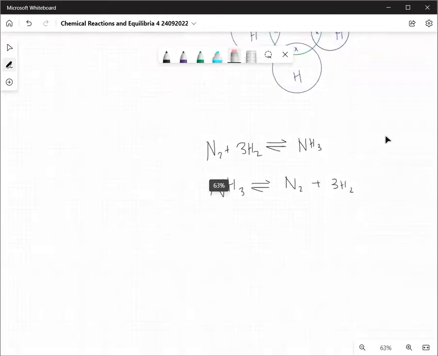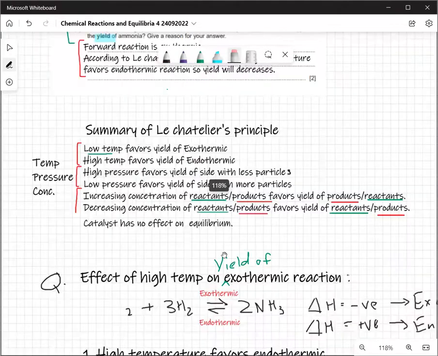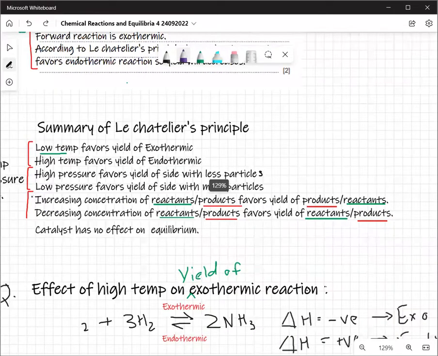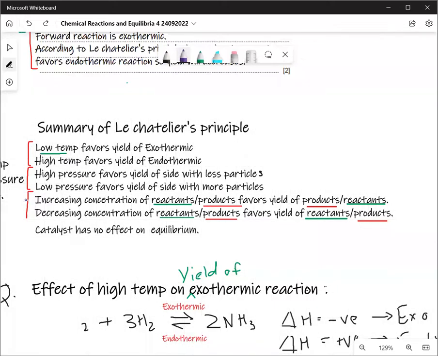I'll show it to you. Just a second. This one. Please read this one. Increasing concentration. This line. Increasing concentration of reactants or products favor yield of products or reactants. What is the meaning of this? क्या समझ आया? अगर reactant ज़्यादा होगा तो वो yield के products को favor देगा. और अगर product हुआ तो फिर वो reactants को favor देगा. Yes. So reactant होता है product के साथ, product होता है reactant के साथ.